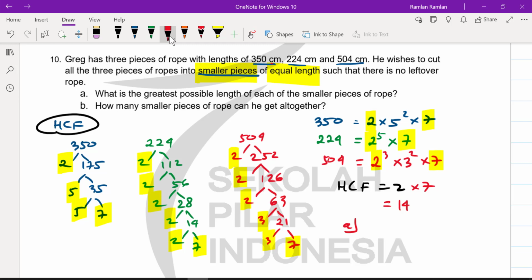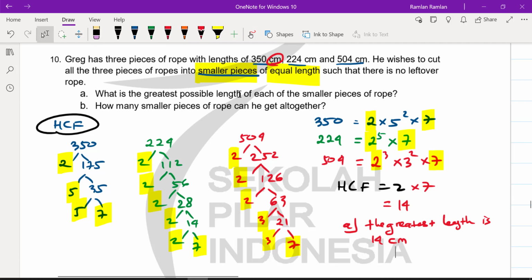14 what? It's 14 centimeters, right? So again, guys, you need to write it down in a sentence. So the greatest length is 14 centimeters. That's it. You don't really need to write a very long sentence. Just make sure that it is clear.